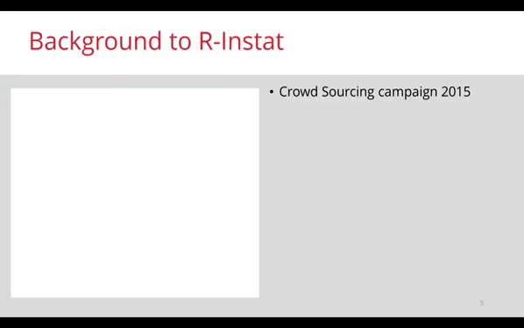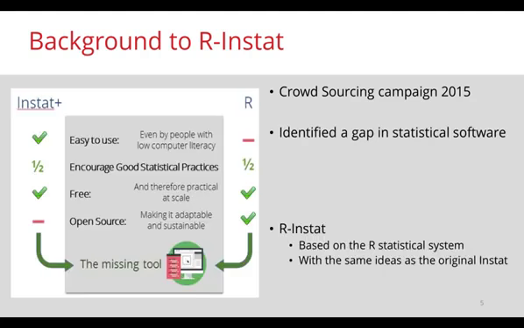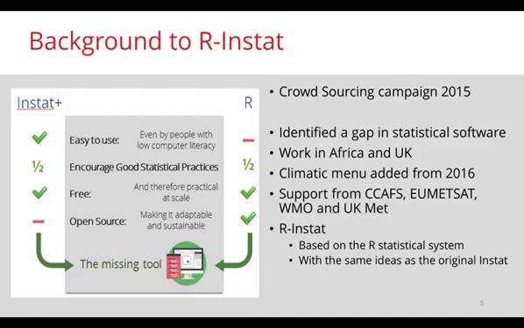R-Instat began in 2015. We identified a need in Africa and elsewhere for a new statistics package that would be powerful, easy to use, and freely distributed. In addition, it was important that the development of the software was largely to be within Africa. Initial funds were through crowdsourcing. Then, funds from CCAFS in 2016 started a climatic menu. Development has continued with funds from EUMETSAT and recently from WMO and UK Met.